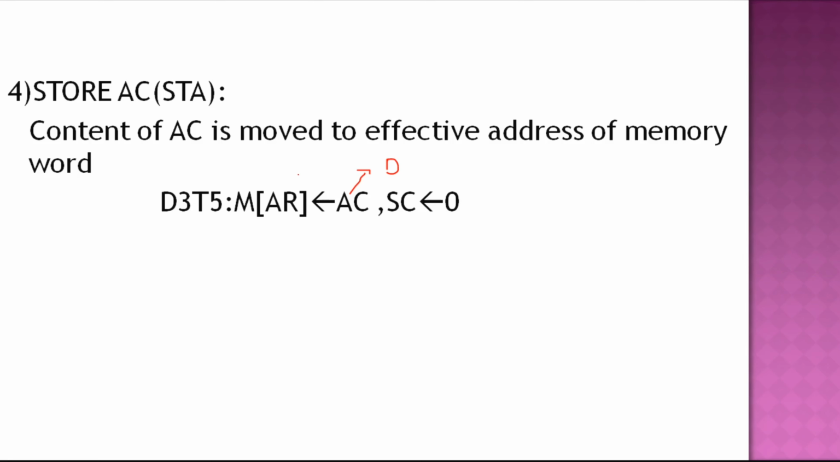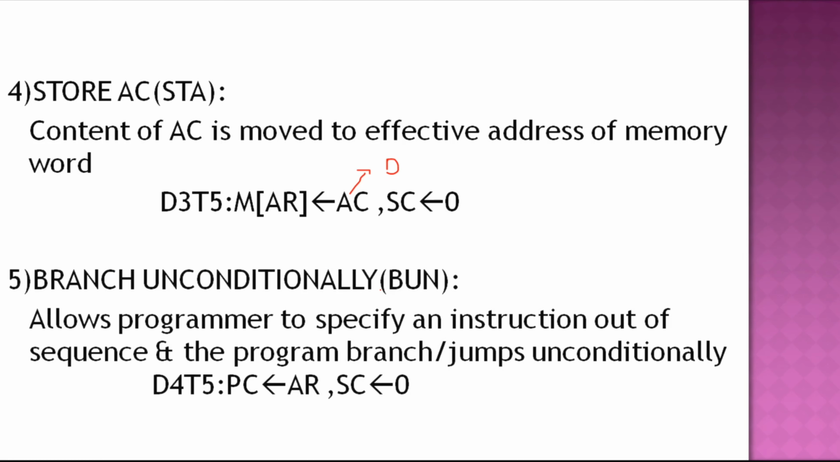So this data is stored in the memory address, which consists of some effective address. After completion of the operation, the sequence counter is set to 0. Next, branch and conditionality allows the programmer to specify an instruction out of the sequence, and the program jumps unconditionally. It is very important.